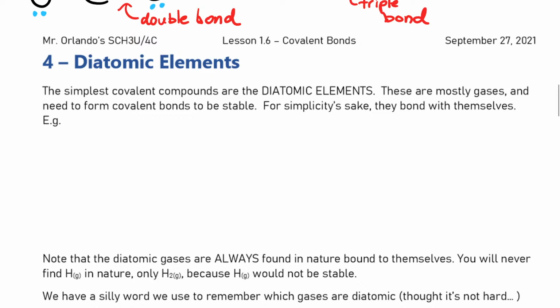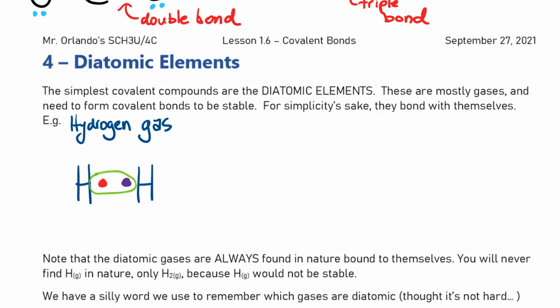An example of this would be hydrogen gas. Hydrogen itself is not stable. It only has 1 electron in its outer shell. And so a hydrogen atom can find another hydrogen atom that also has 1 electron in its outer shell, and it can form a shared pair of electrons. And we'd write that like this, and its formula would be H2. Hydrogen gas is diatomic.